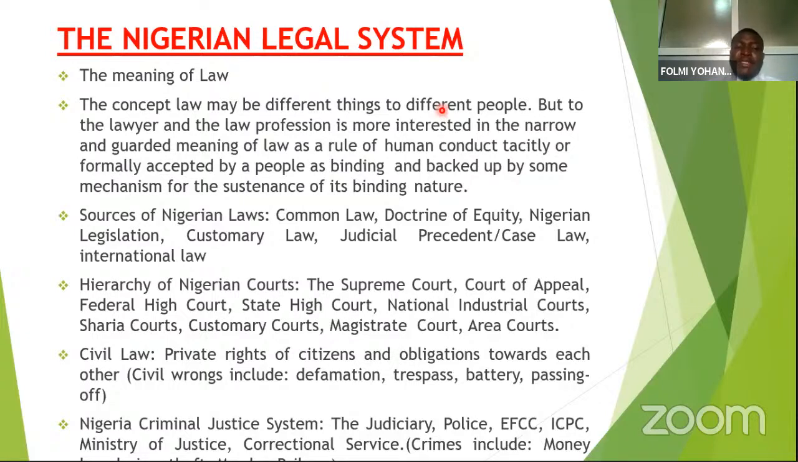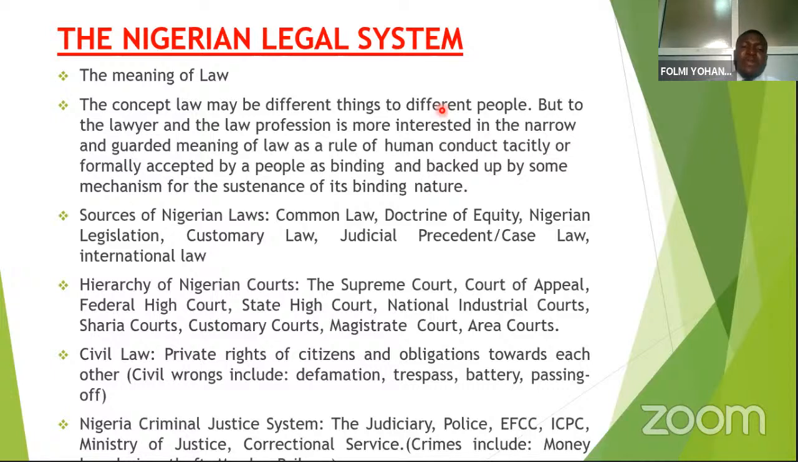Then hierarchy of the Nigerian courts. When we are talking of hierarchy of the Nigerian courts, the apex court of the land is the Supreme Court. That is the final court. So once the Supreme Court in Nigeria decides on a matter, it becomes final. Even the Supreme Court itself, if that decision is passed, it becomes final and it becomes binding on other courts.